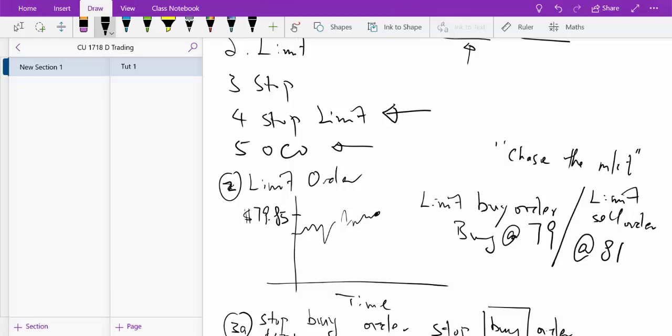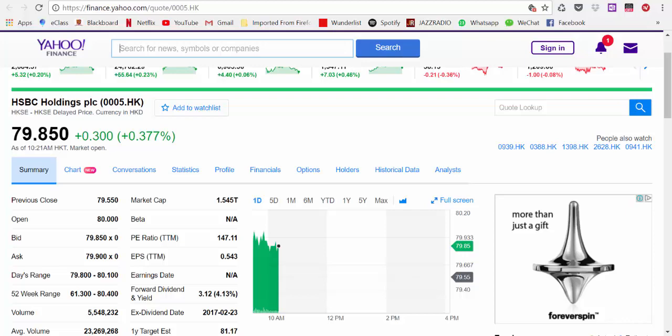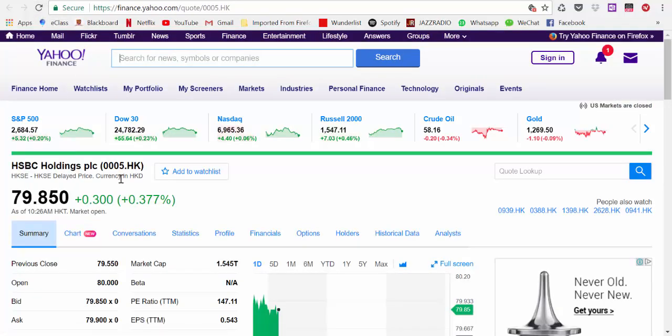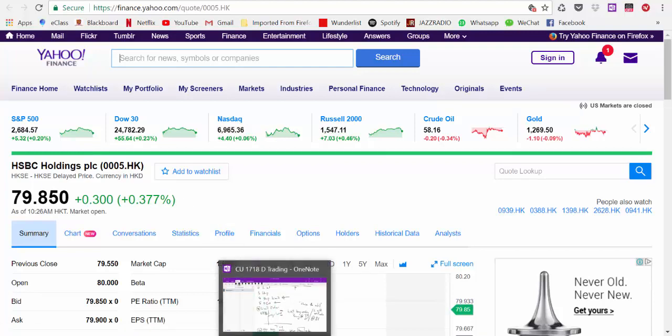So a limit order means you try to buy low, you try to strike a better bargain. So you try to buy lower and you try to sell higher. So that means when you put that in, at that moment, probably nothing will happen, okay? Because the price is now 79.85. You want to buy at 79. No one is prepared to do that. Still hasn't moved. Let me refresh it. Okay, so that's a limit order. So you want to buy cheaper or you want to sell more expensive. Is everyone okay with that?